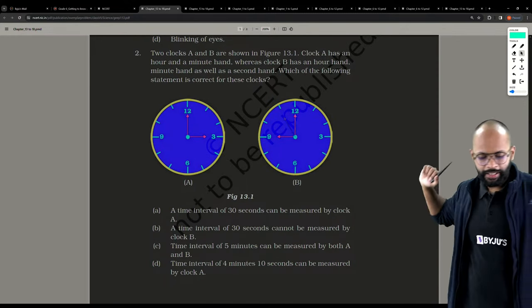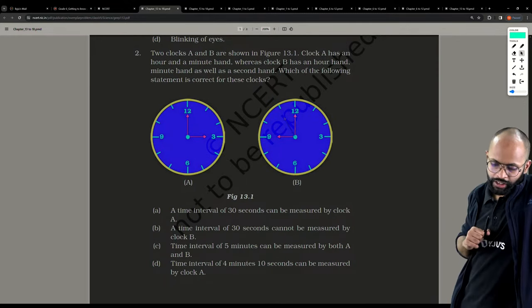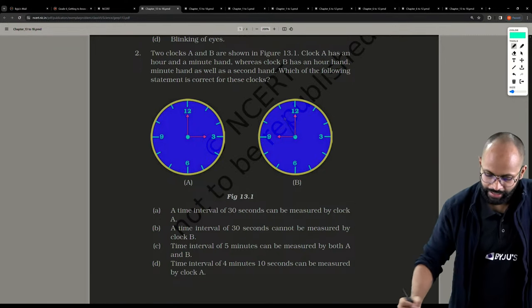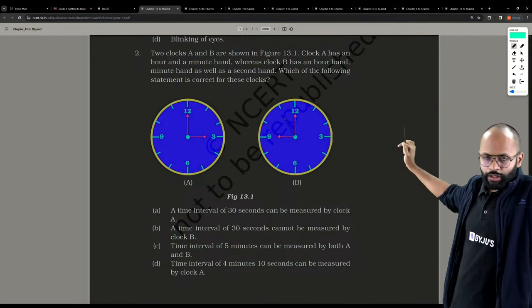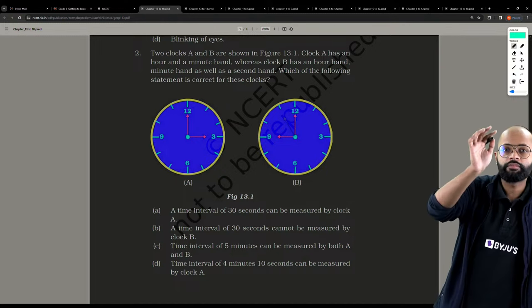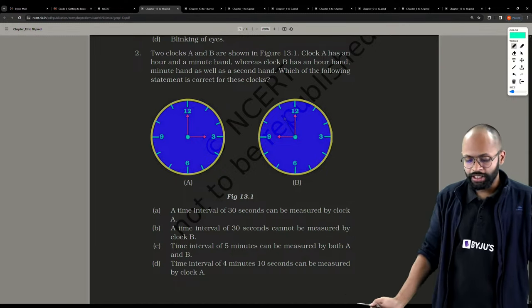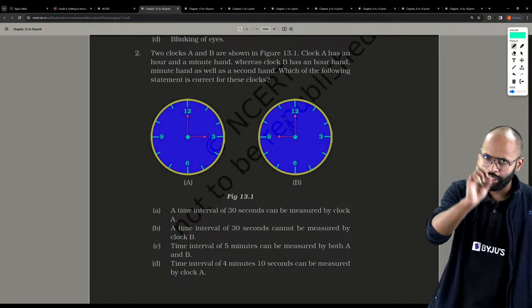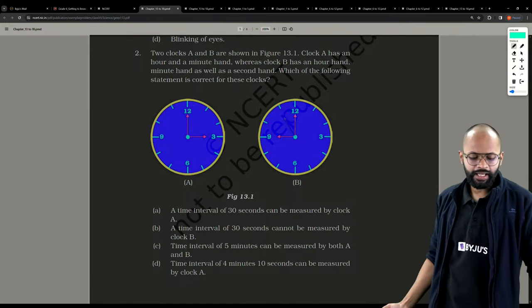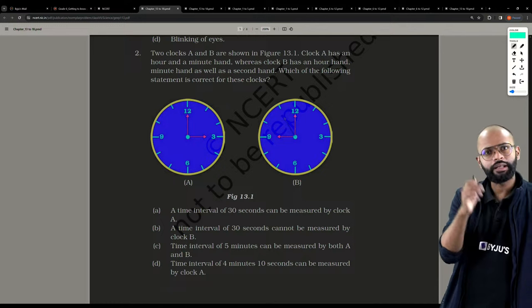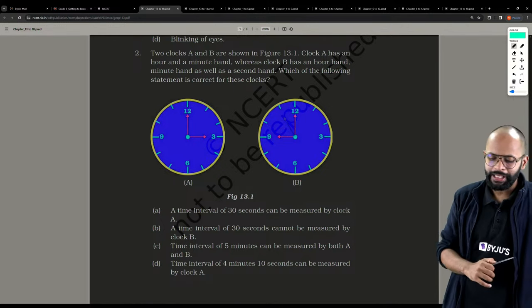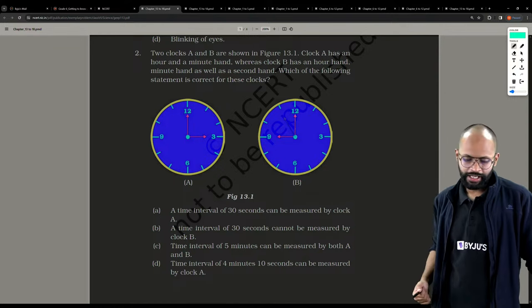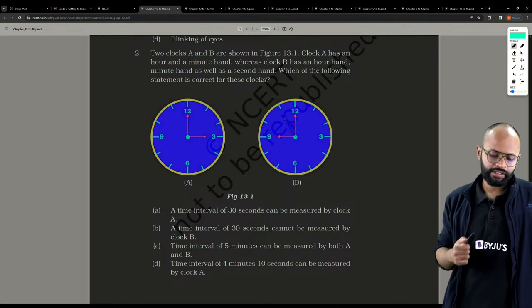Two clocks A and B are shown in the figure. Clock A has an hour hand and a minute hand. It's a very good question. Everybody listen to me very carefully. It's a beautiful question, a must question, listen carefully. Clock A has an hour hand and a minute hand. Clock B has an hour hand, a minute hand and a second hand. Which of the following statements is correct for these clocks?